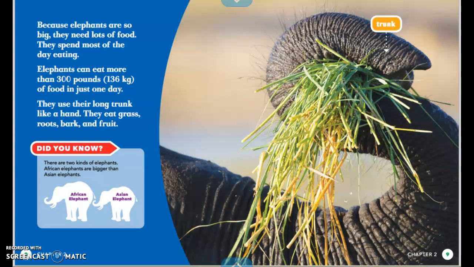And here's a little fact box. Did you know there are two kinds of elephants? African elephants are bigger than Asian elephants. So there's two different types of elephants. That's also a really good, interesting fact. I'm learning a lot.